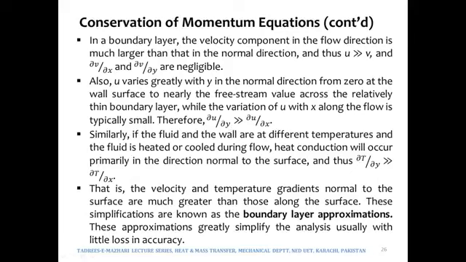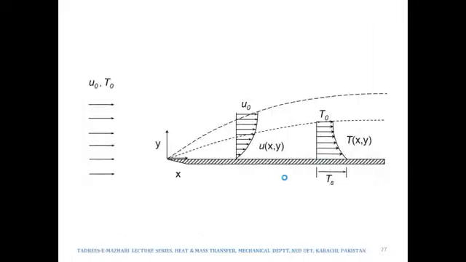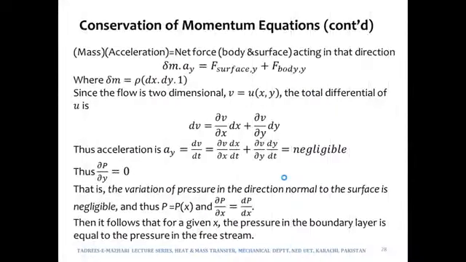These simplifications which we have discussed are called boundary layer approximations, and they simplify the analysis with a little loss in accuracy. Now moving on with the conservation of the momentum equation.